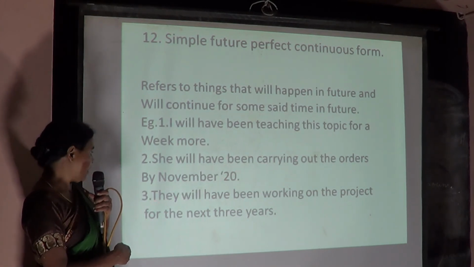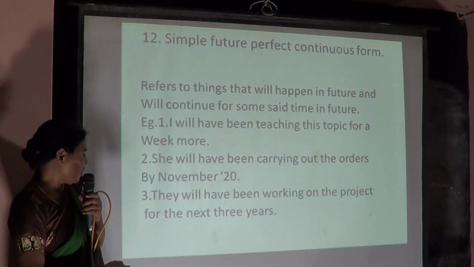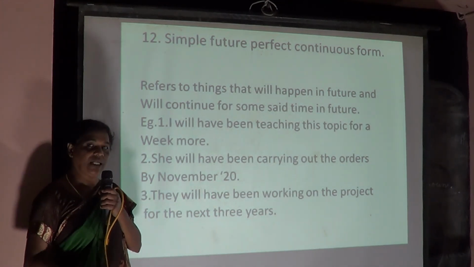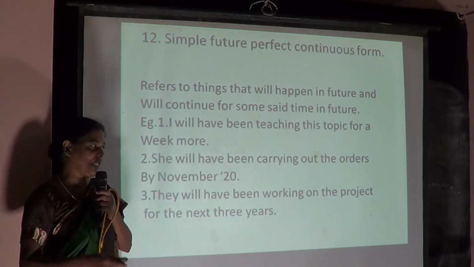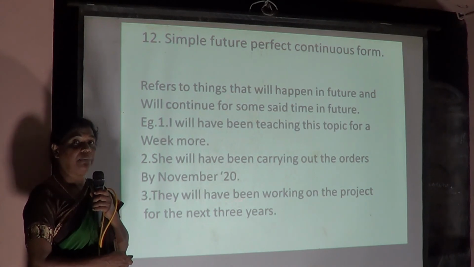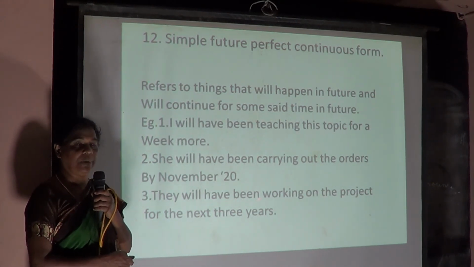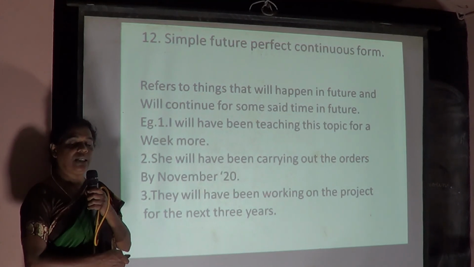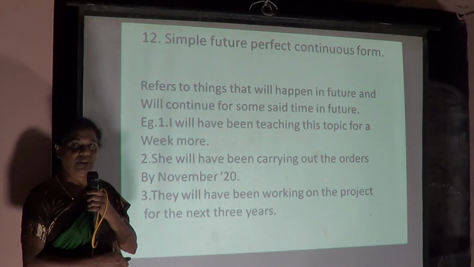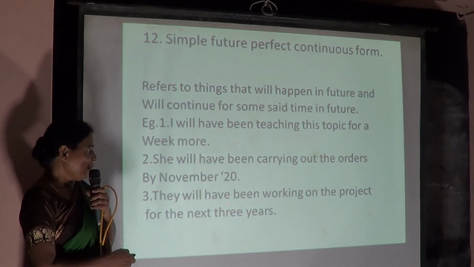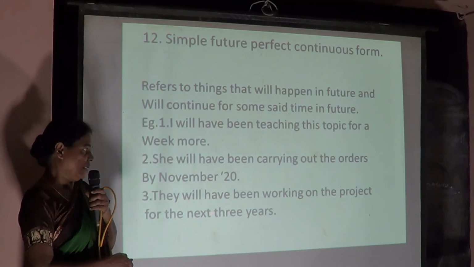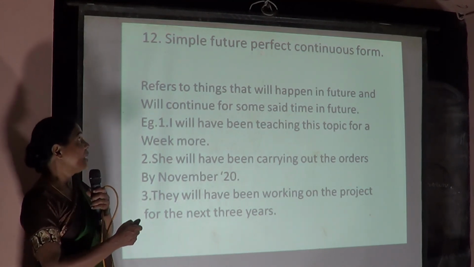Okay, and the third one: they will have been working on the project for the next 3 years. See how long it takes. It can go on indefinitely because we cannot predict how it will be. But still, within 3 years we may have a fixed time given. During such time we have to complete it. We cannot write +2 exams in 3 years; we have to complete the post high school program in 2 years. Likewise, they will have been working on the project for the next 3 years. Progressive. Okay, that's how it is.